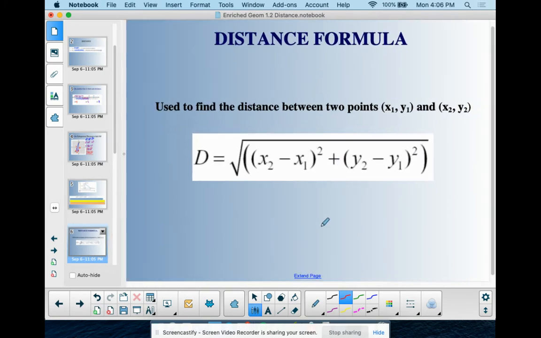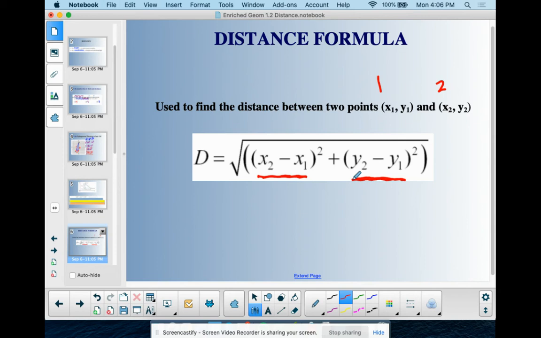And we use the distance formula to find the distance between 2 points with the ordered pairs x1, y1, x2, y2. So like this is your first ordered pair and here's your second. And then you just plug in. So you take your x coordinates and subtract them. Then you take your y coordinates and subtract them. Whatever you get for those answers, you square it, add them together, and then we'll take the square root.